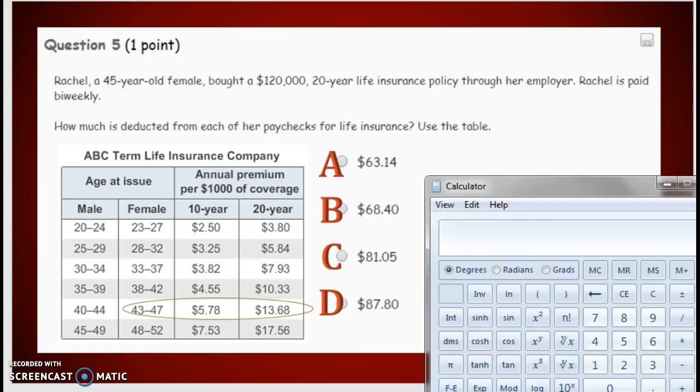Let's double check that. 1,368 times 120 divided by 26. Yes, 63.14.